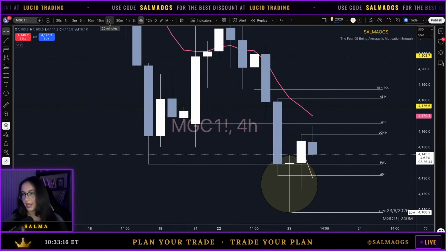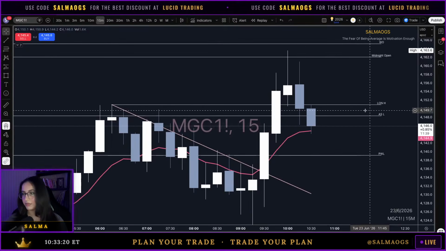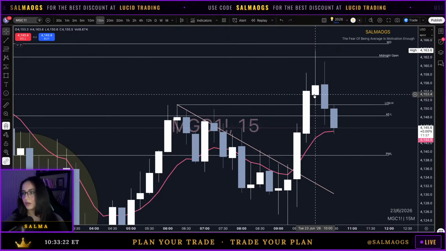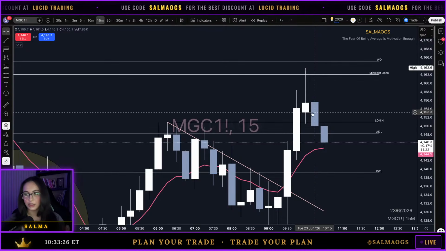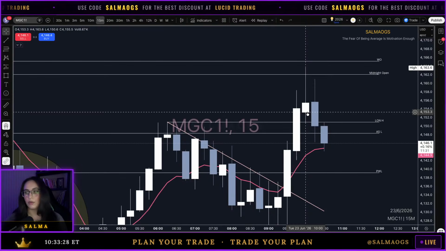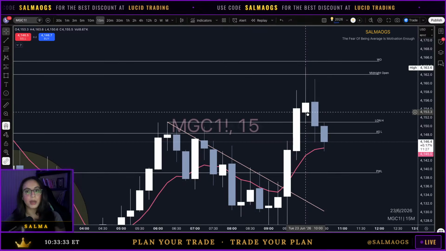The reason why I exited was we jumped down to the 15-minute. So the 15-minute closed green, but it closed as a shooter candle here. I don't particularly love to see those when we are trying to move higher, because that just tells me that there is some sort of buyer exhaustion.